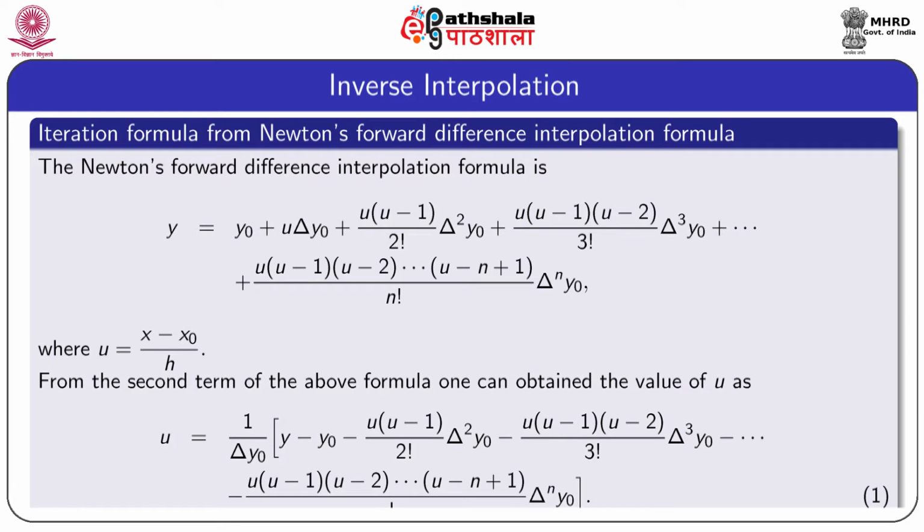From the second term of the right hand side, the above formula can be written as u equal to 1 by delta y0, square bracket start, y minus y0 minus u into (u minus 1) by factorial 2 into delta 2 y0 and so on. The last term is minus u into (u minus 1) into (u minus 2) up to (u minus n plus 1) into delta n y0, whole divided by factorial n, and square bracket closed.